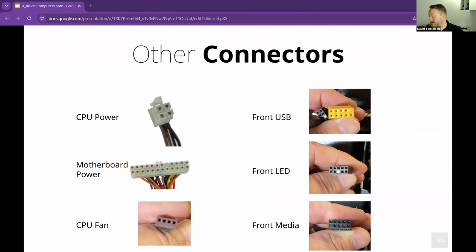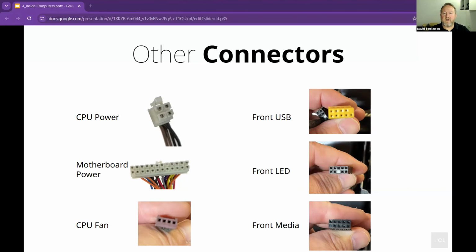Now, when you take apart the box and you're literally looking at a motherboard and trying to plug things in, they have other connectors. There's one very common thing, and I've said it before, you will notice about all these connectors, and that is they are all different. Our CPU power cable will not plug into the motherboard power connection because it's totally different. It won't plug into the CPU fan because it's totally different. I can't plug my CPU fan into my front LED because they're different.